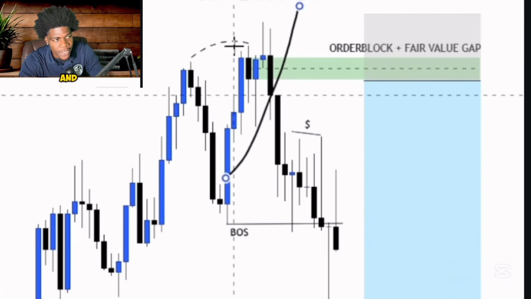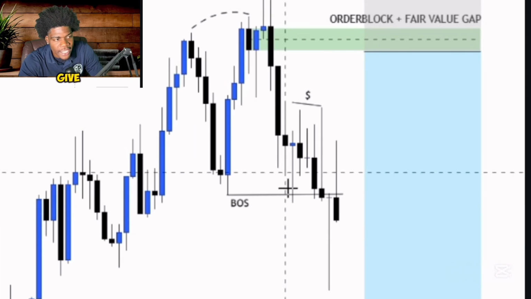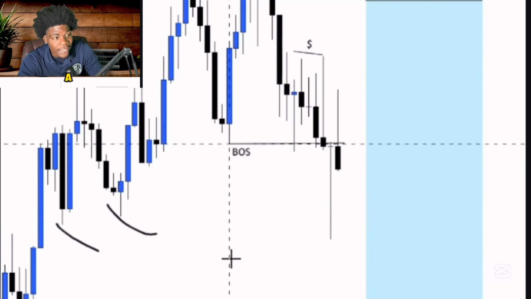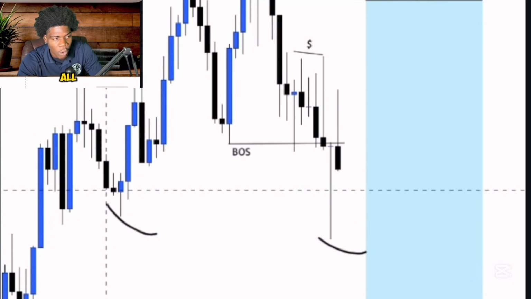Create the market maker sell model. We see price pushed up higher and clear this prior high to then extend lower and give us a breakup structure right here. But we see that price left all these internal range liquidity lows. A lot of orders are hiding below all these old lows right here.